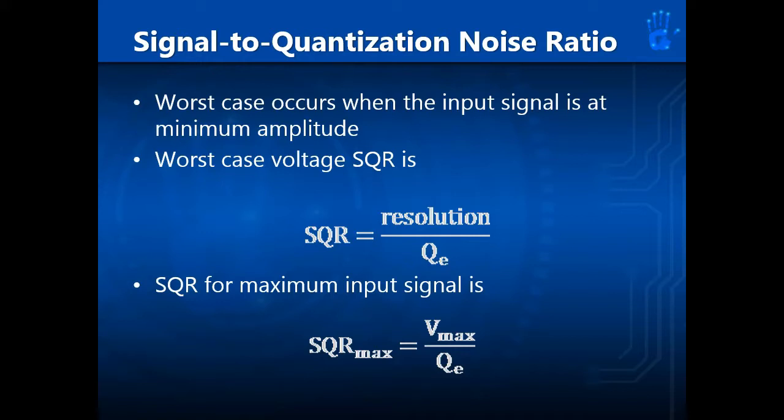Signal to quantization noise ratio. Worst case occurs when the input signal is at minimum amplitude. Worst case voltage SQR is SQR equals resolution over the quantization error, or Q sub E. SQR for maximum input signal is SQR sub max equals voltage maximum divided by the quantization error.